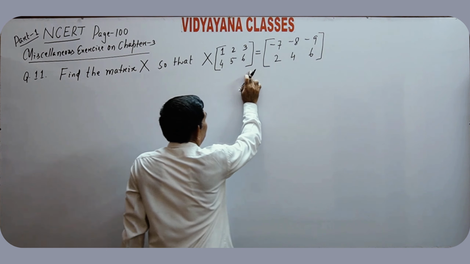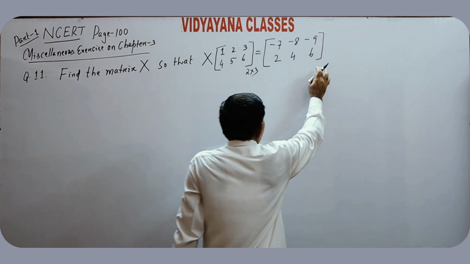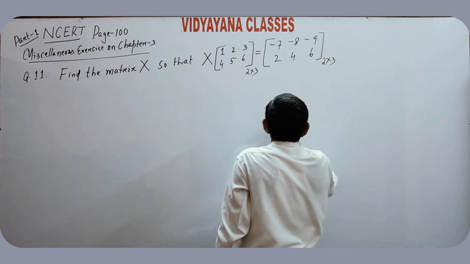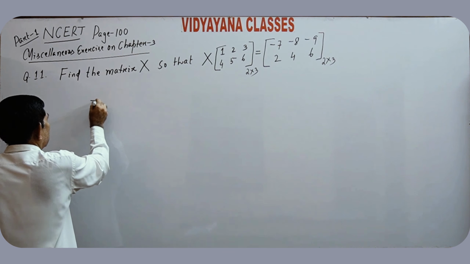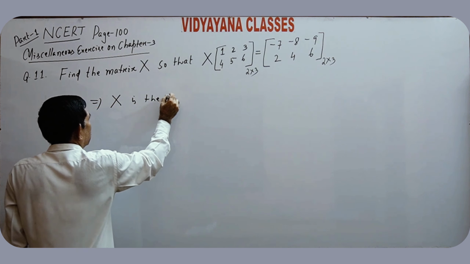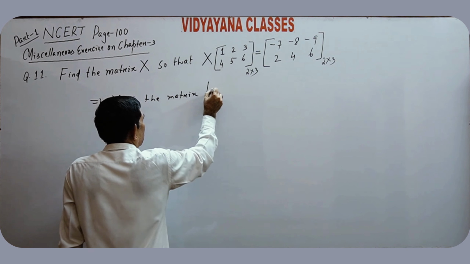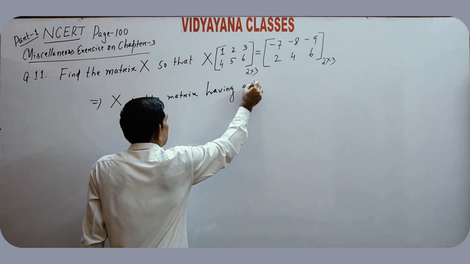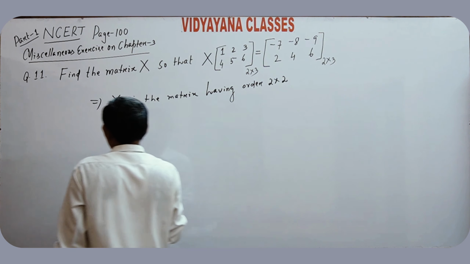It is a matrix of order 2 cross 3. It has 2 rows and 3 columns. Implies this. Capital X is the matrix having order 2 cross 2.